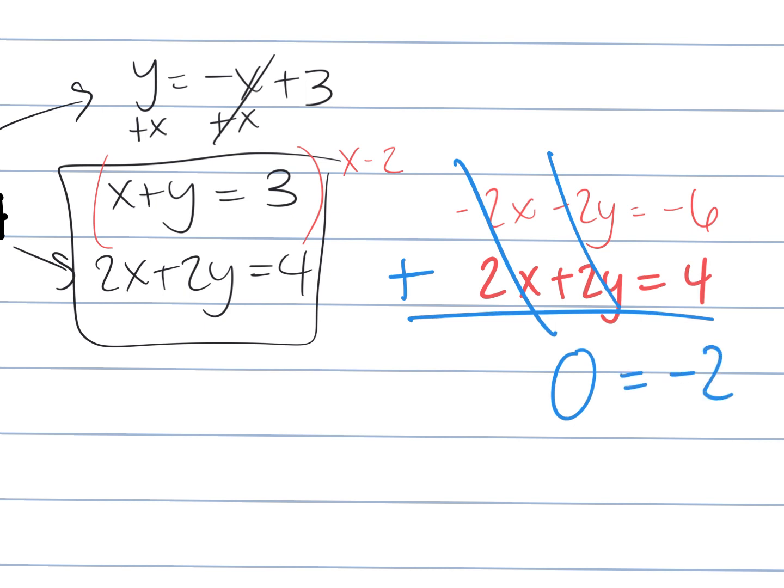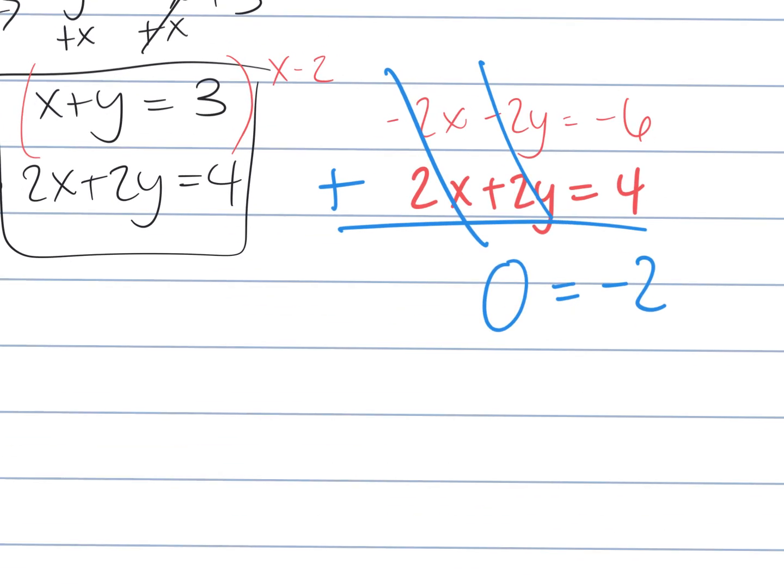Is 0 equal to -2? No. How many solutions do I get? No solution. AJ?